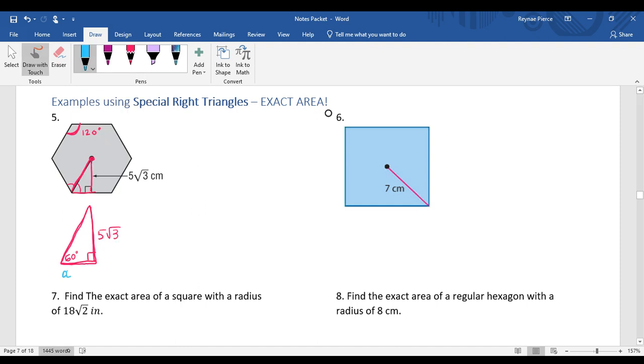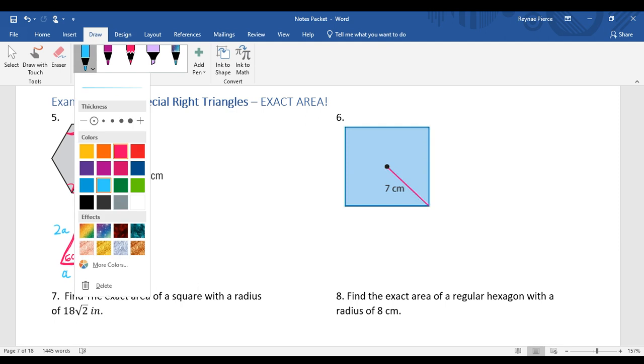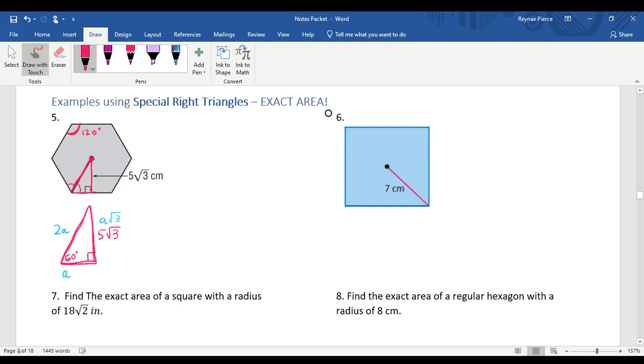This is our a, a radical 3. And that pattern tells us that down here I'm going to have a 5. Remember, I said the apothem bisects that side, so if one part is 5 here, the other part's 5. That helps us find the side length of 10. Okay, and so now we've got all the pieces of information that we need.